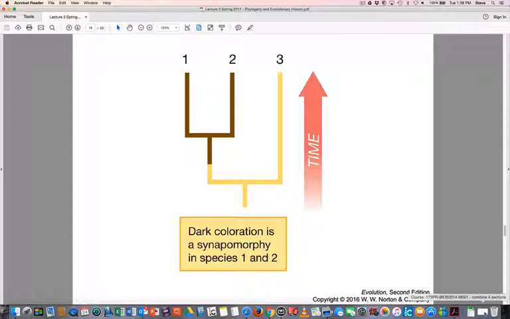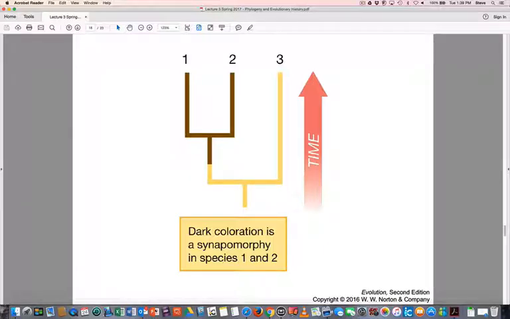As we look at this first slide, let's say we have three species, 1, 2, and 3, and 1 and 2 both have dark coloration. We start at the base of the tree in the ancestral node, and 1 and 2 have dark coloration, and 3 has light coloration. The fact that this trait is shared between 1 and 2 means you could argue that dark coloration arose in the ancestor to the two, and this is what we call a shared character between these two species due to common ancestry.